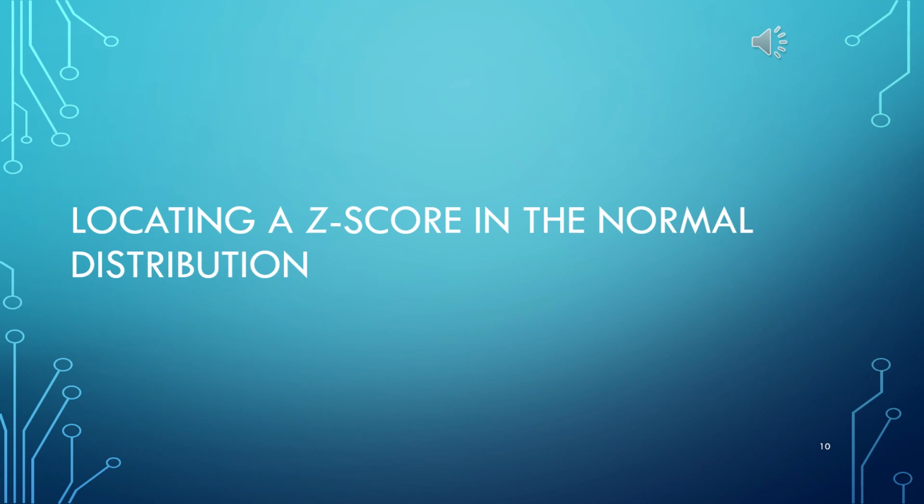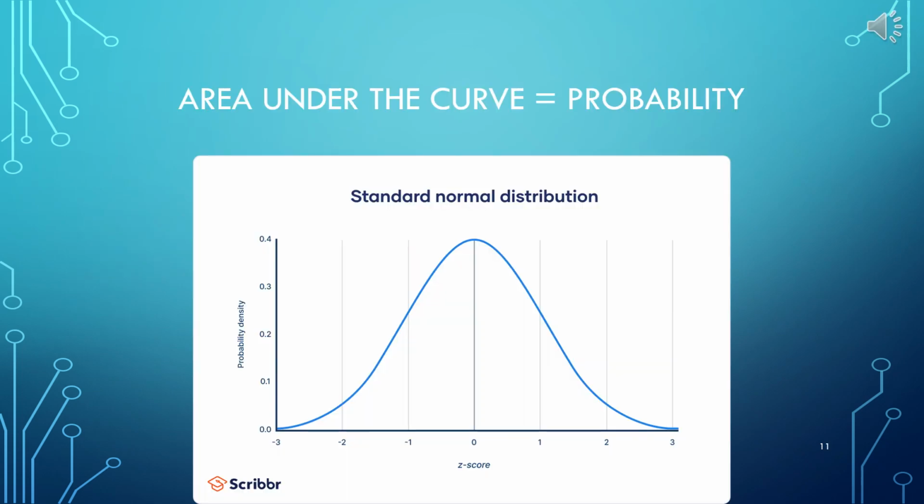So okay, now we have the z-score, 2.33 standard deviations above the mean, but we want to know how likely it is that you would see that kind of a score in this distribution. And we need a little help to do that. So let's talk a little bit about probability and the area under the curve. This is the standard normal distribution.